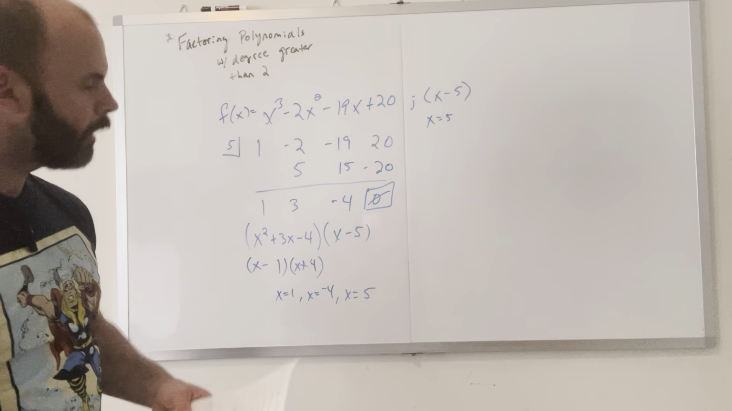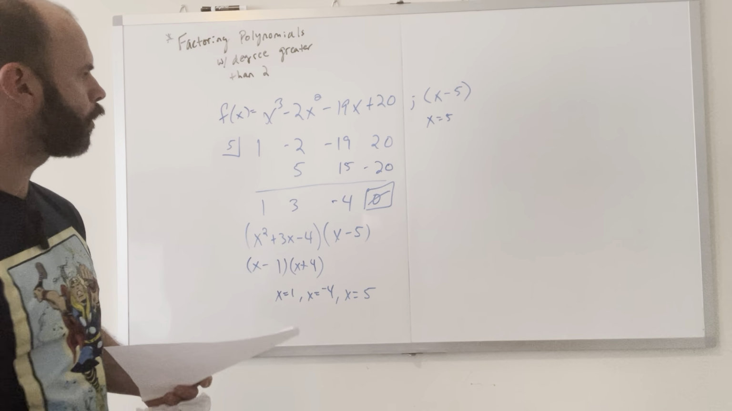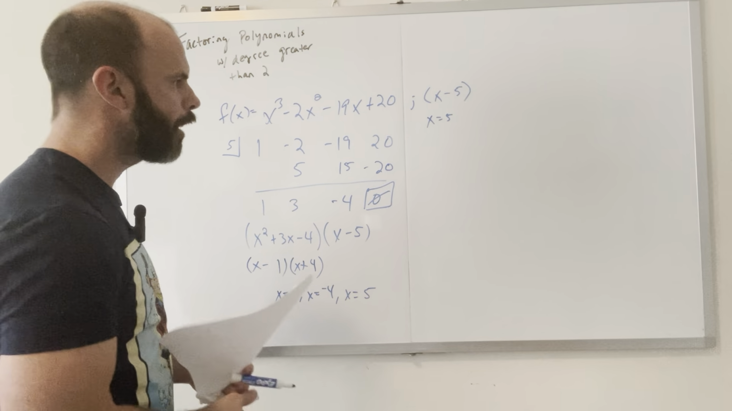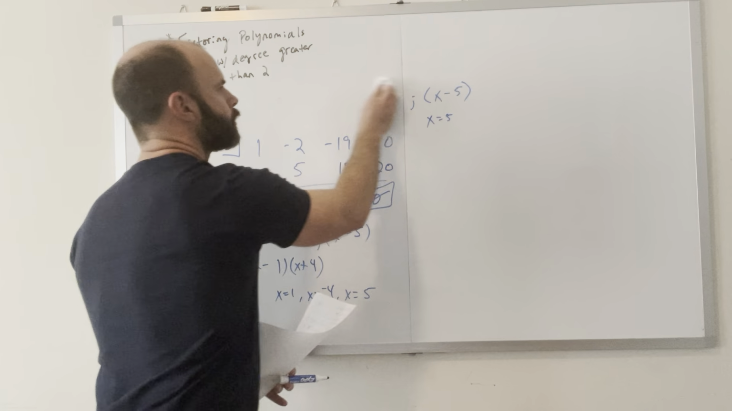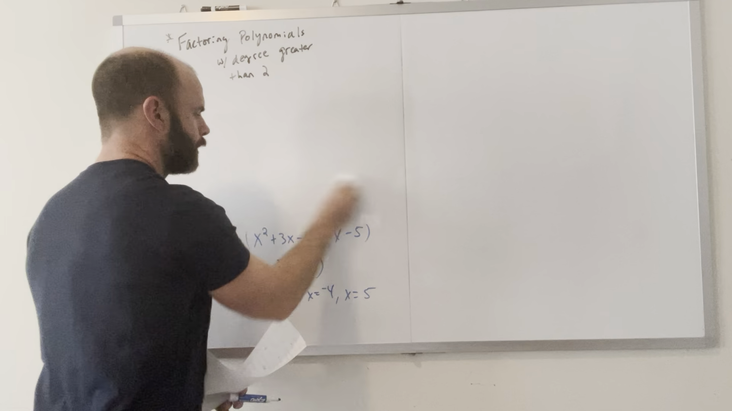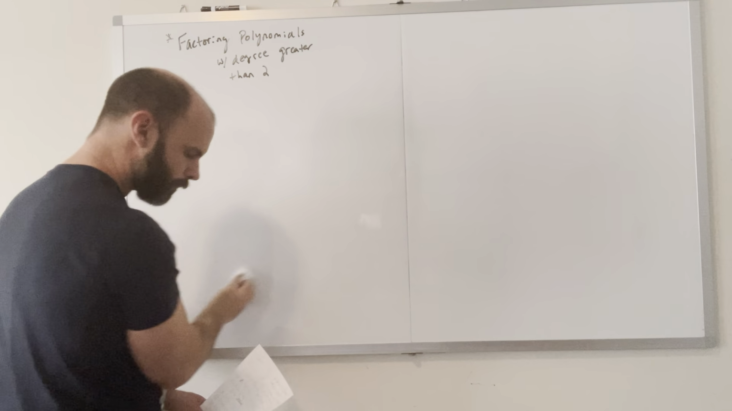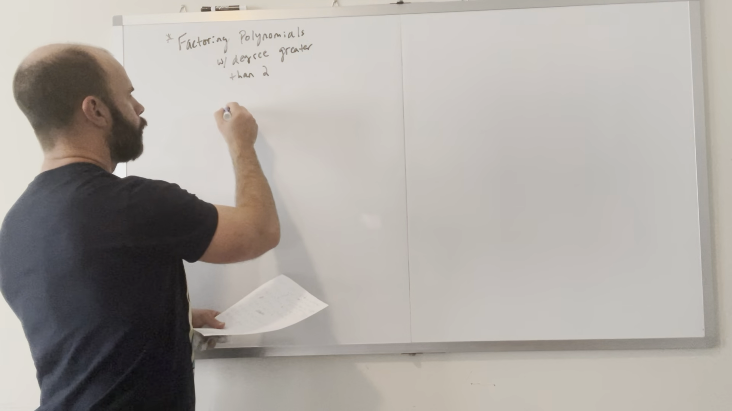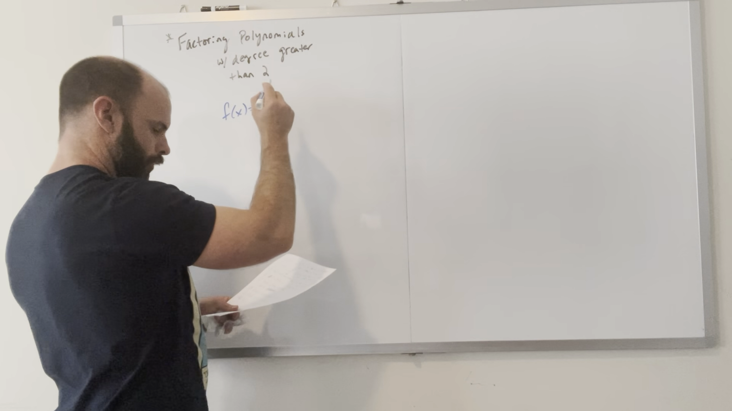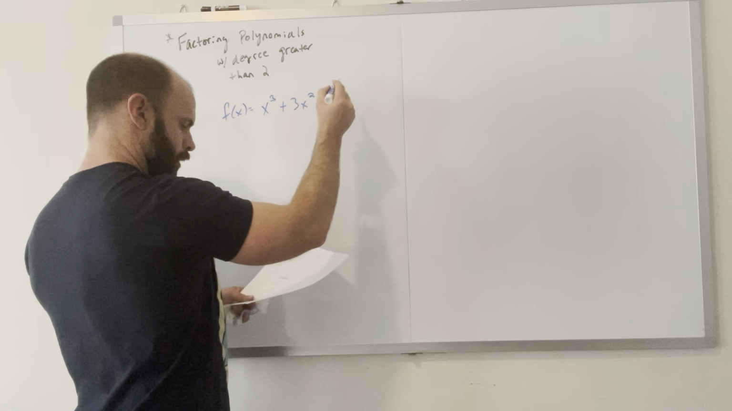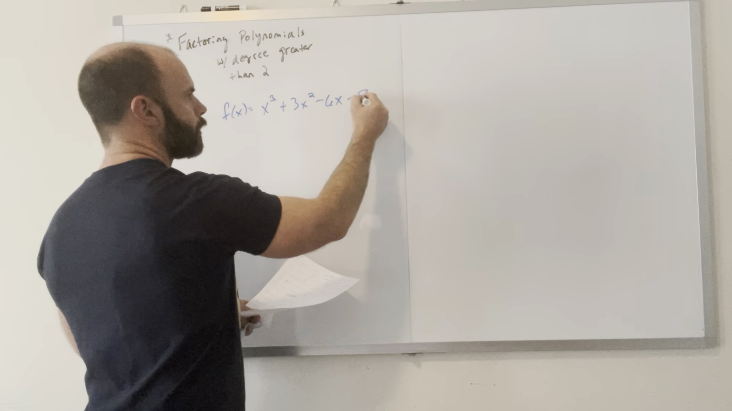All right, so let's, one more. So this is assuming they give me one of the factors. They're not always going to do that. All right, so let's go with one where they did not give me a factor. And I'm going to have to do plug and chug. So f of x equals x cubed plus 3x squared minus 6x minus 8.